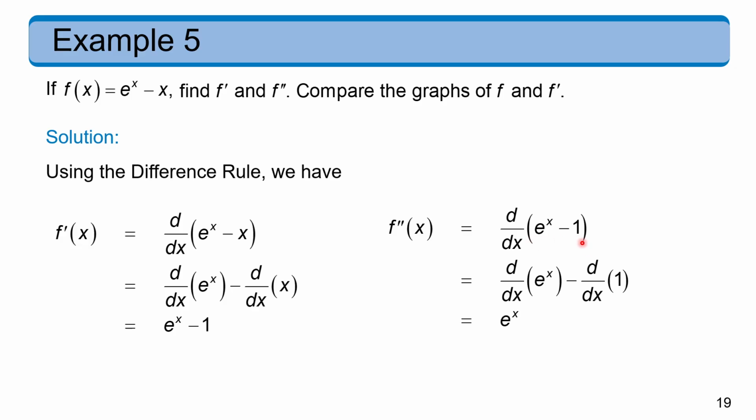Again, we have a difference, so we can split the derivative up to each term individually. And then we know the derivative of e to the x is itself, and then 1 is a constant, so its derivative is 0. So minus 0, which we don't have to write. So now we found f prime and f double prime. So we'll do the graphing on the next slide to compare the graphs of f and f prime.